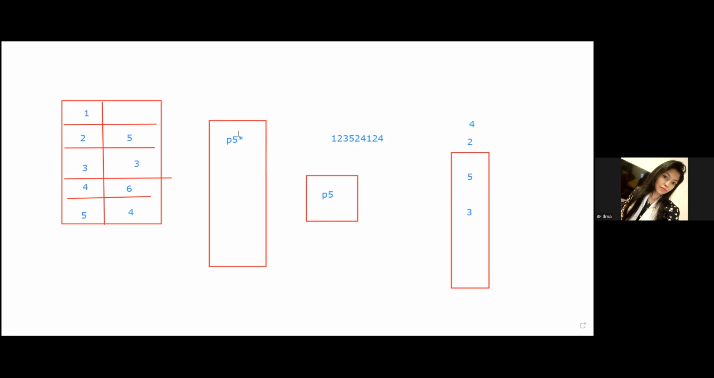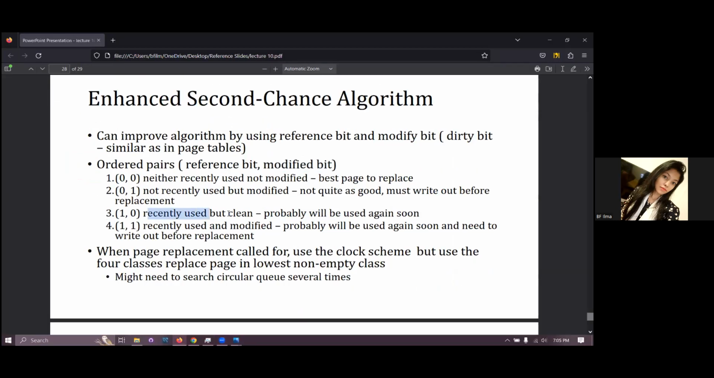When we talk about modified pages, we can't just take it out and throw it away. We have to save the modified pages back to the disk, otherwise we will lose the modification. That is why we use a modified bit. A page that is neither recently used nor recently modified doesn't have to be written back to the disk. We can just take it out and discard it. So this is the ideal page to replace.